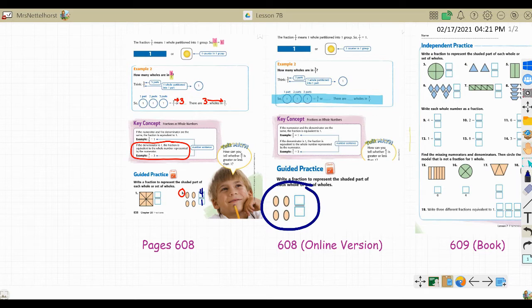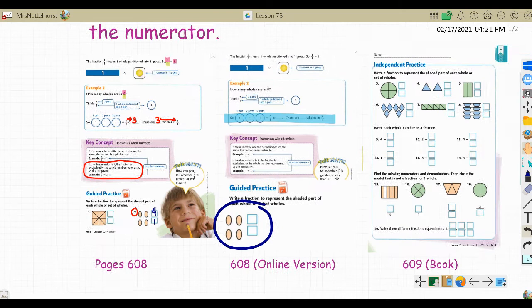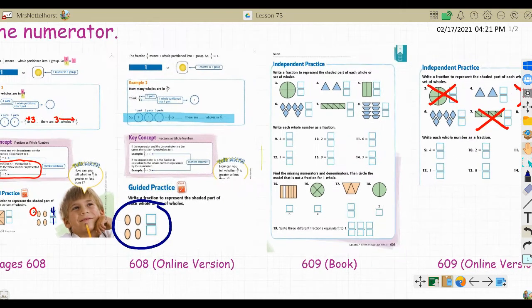All right, in your book, you should have already done number 3. So today you're going to do 4. You already did number 5. So today you're going to do 6. You already did 7. Now you're going to do 8.